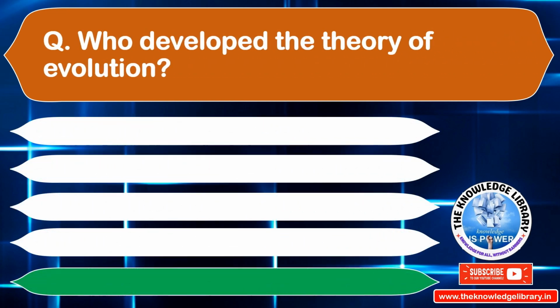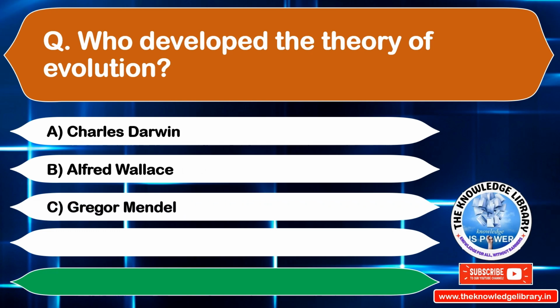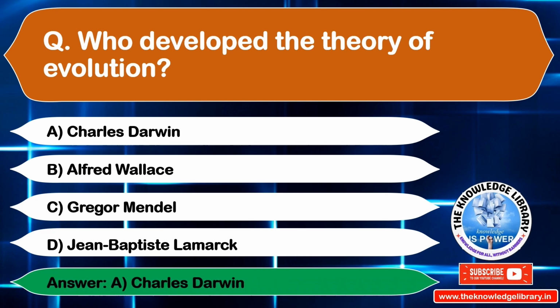Who developed the theory of evolution? Option A, Charles Darwin. Option B, Alfred Wallace. Option C, Gregor Mendel. Option D, Jean-Baptiste Lamarck. The correct answer is option A, Charles Darwin. Move to the next question.